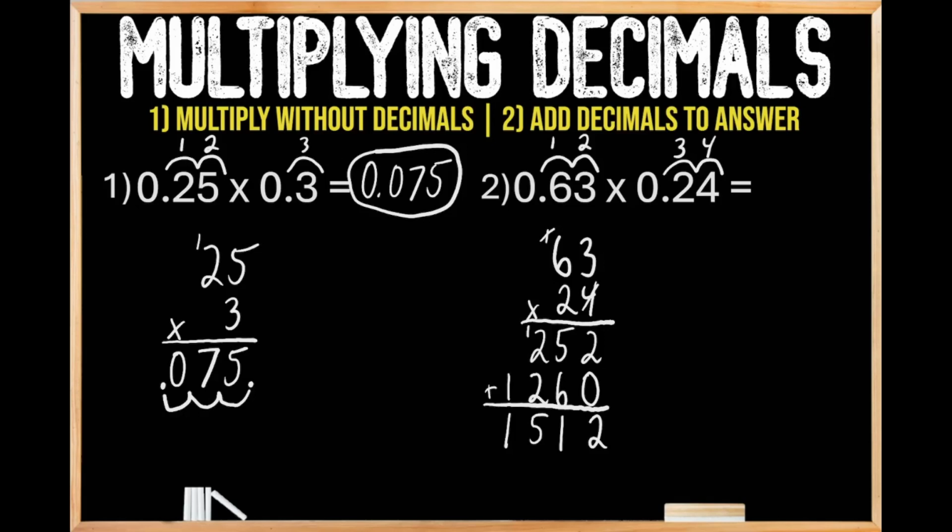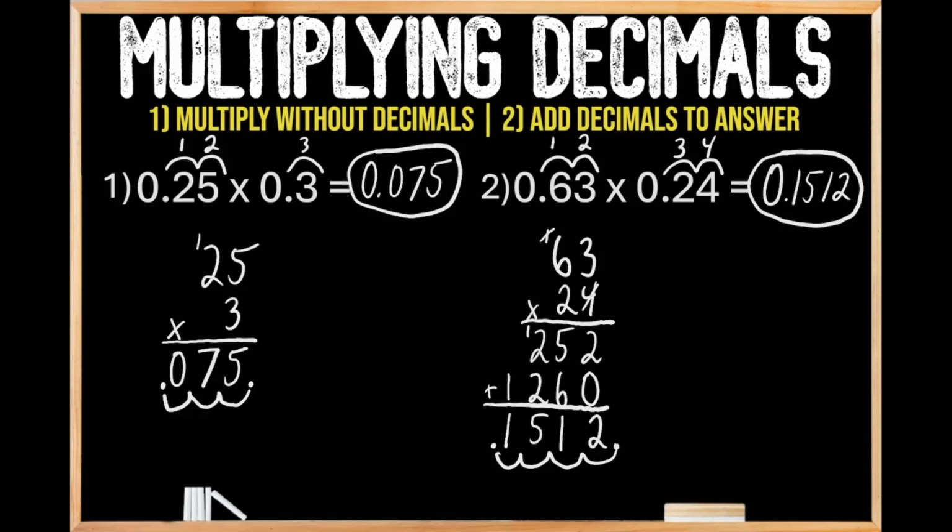So that means that we need to have 4 digits to the right of the decimal place in our answer. So let's go ahead and put a decimal to the far right here of our 2, and then we're going to move it 4 spaces to the left. So we're going to move it once, twice, 3 times, and 4 times, which is going to give us the decimal of 1,512 ten thousandths. So when we multiply 63 hundredths by 24 hundredths, we get the product of 1,512 ten thousandths.